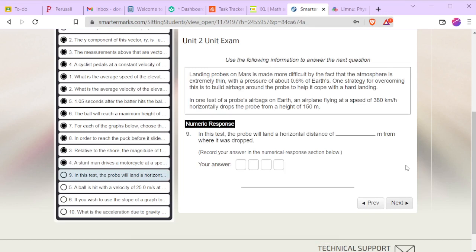Number 9. Landing probes on Mars is made more difficult by the fact that the atmosphere is extremely thin, with a pressure of 0.6% of Earth's. Frankly, everything we need to know is in the second paragraph. In one test of a probe's airbags on Earth, an airplane flying at a speed of 380 kilometers an hour accidentally drops the probe from a height of 150 meters. Or not accidentally, horizontally. So in other words, it is being dropped, but it will fall with that speed of the aircraft. So it will continue moving at 380 kilometers an hour horizontally as it falls.